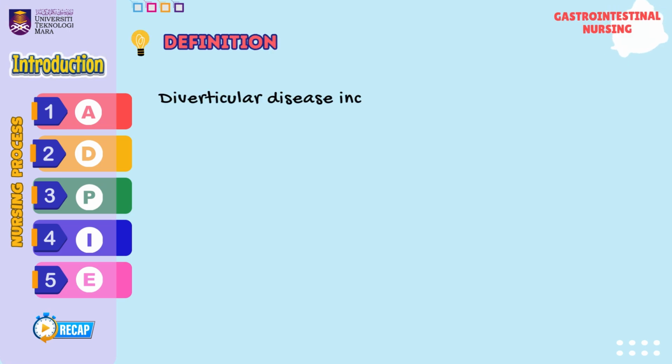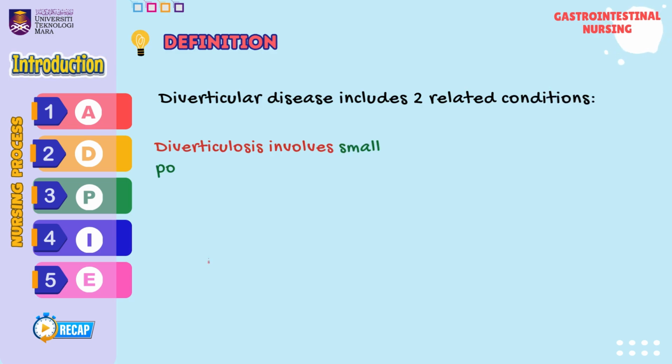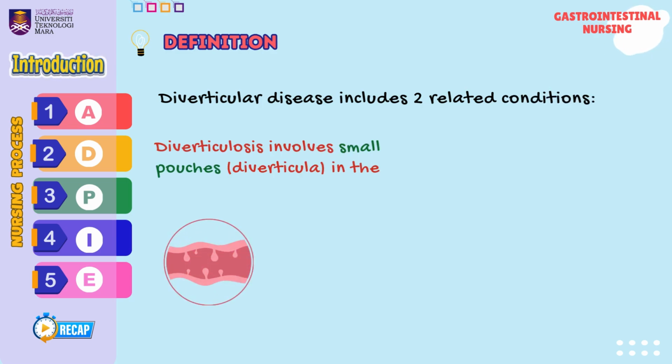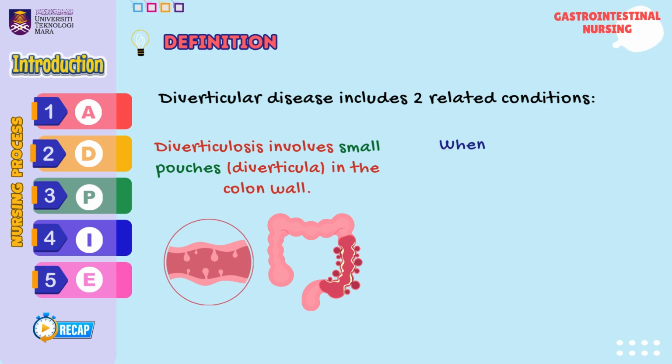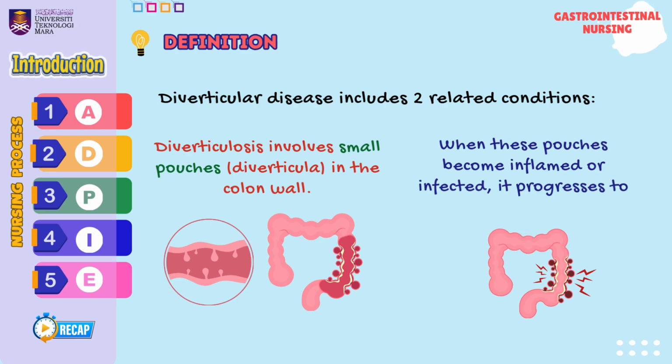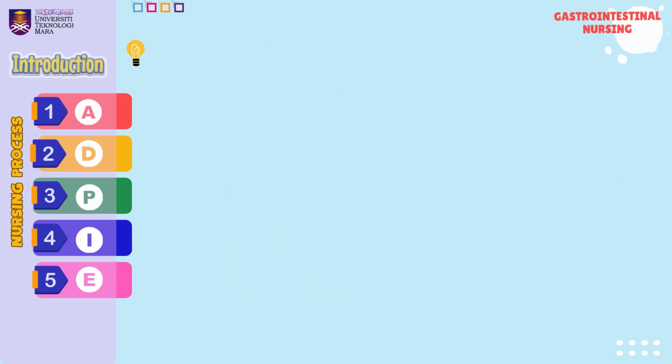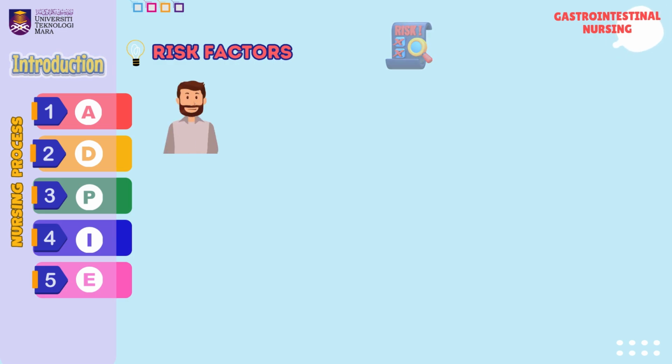Diverticular disease includes two related conditions, diverticulosis and diverticulitis. Diverticulosis involves small pouches, diverticula, in the colon wall. When these pouches become inflamed or infected, it progresses to diverticulitis. Diverticular disease develops over time, and several risk factors contribute to its onset.